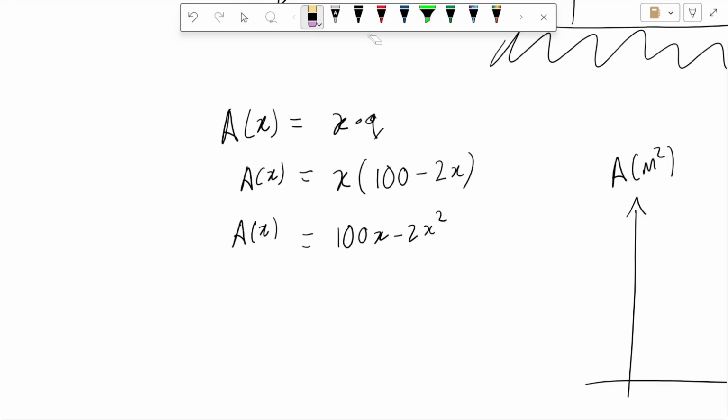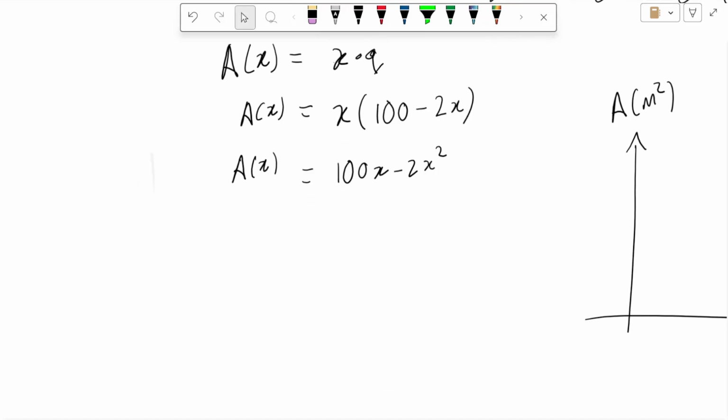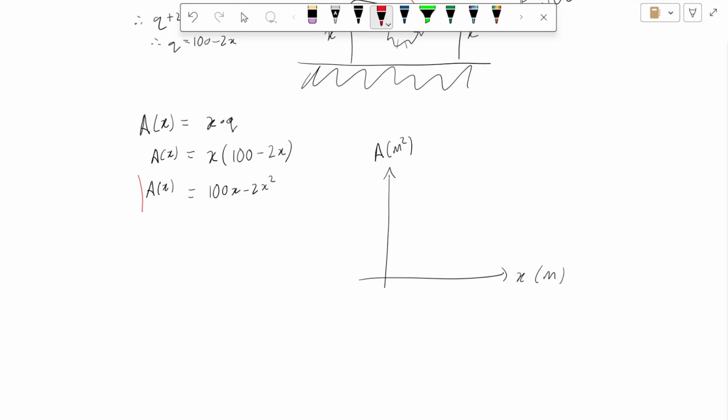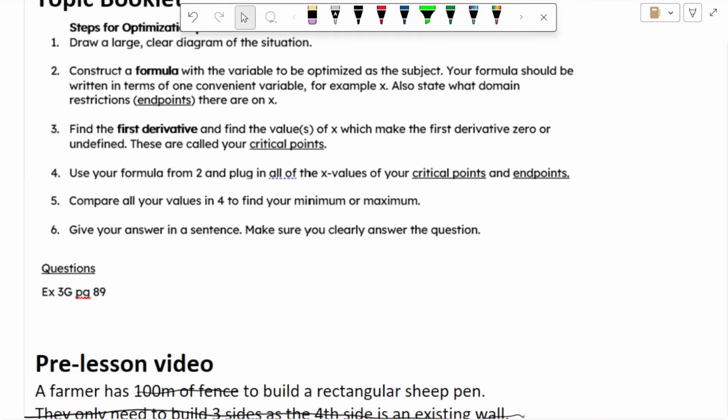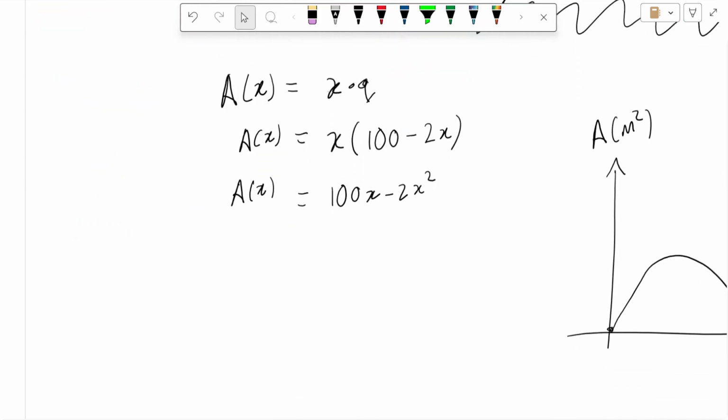So the tests and exams are usually designed so that you can still do part B and C even if you didn't get the part A, which was the show that. So basically a graph looks something like that. What we need to do now is find the first derivative and set it to 0.